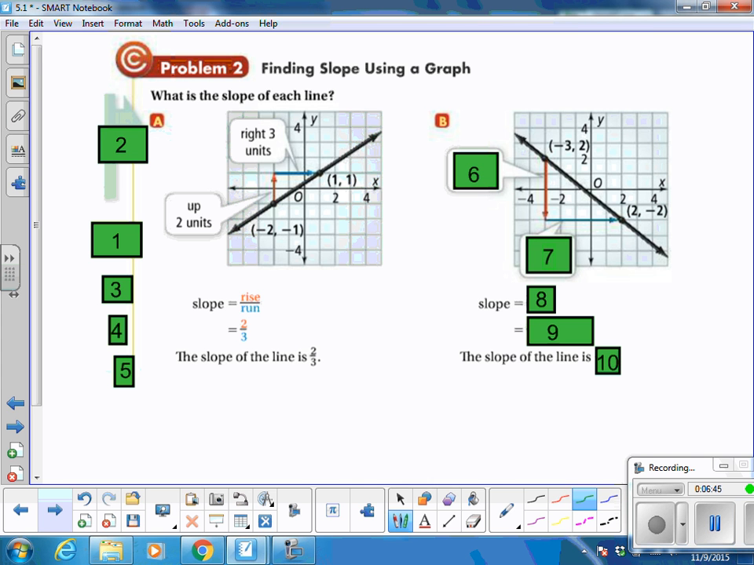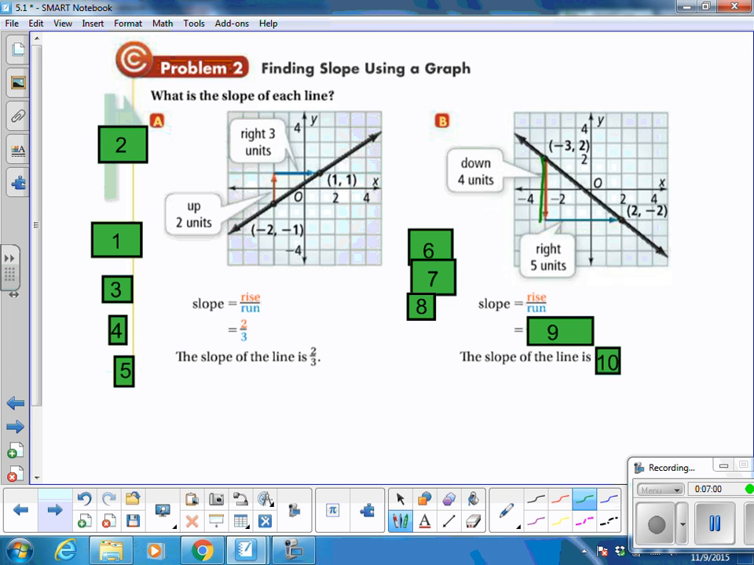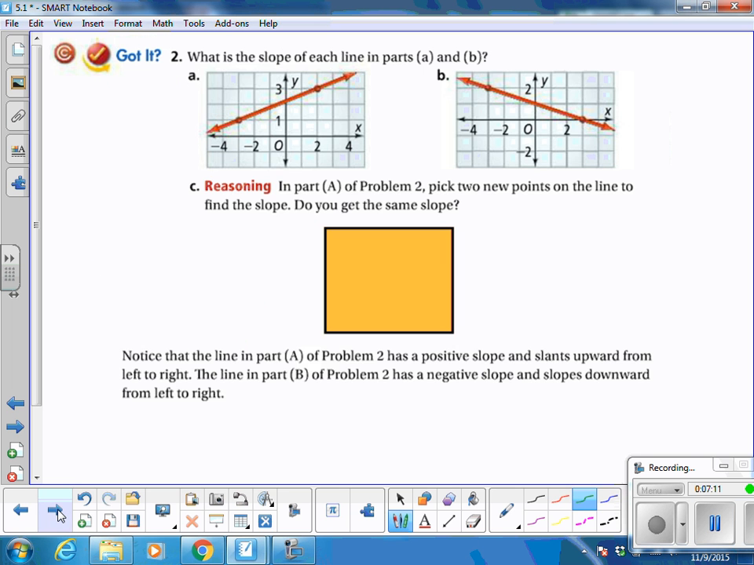On graph B, you can see that it doesn't rise, but it drops, some negative numbers. So we would say down 4, and then it still runs positive, so it runs 5 units. Because my slope is rise over run, I would indicate my rise as a negative number. So it rises -4 and runs 5, and I would indicate that my slope is -4/5 on this one.